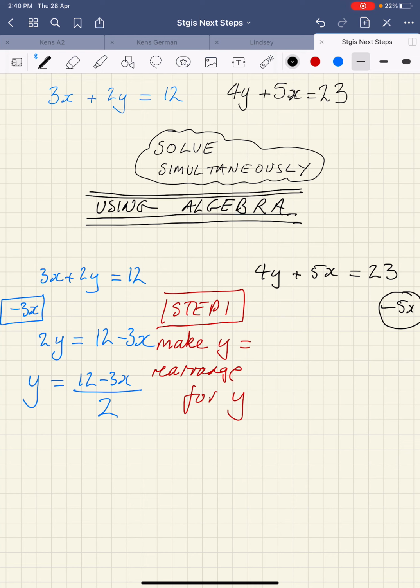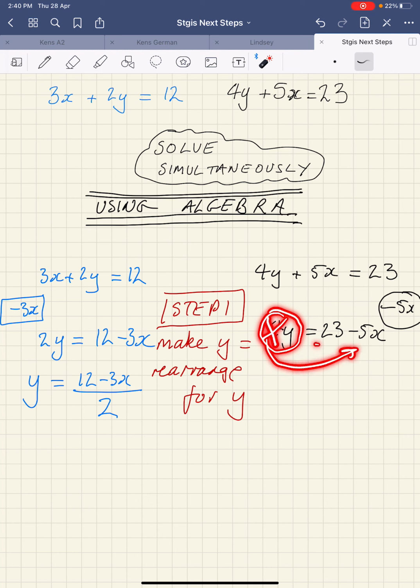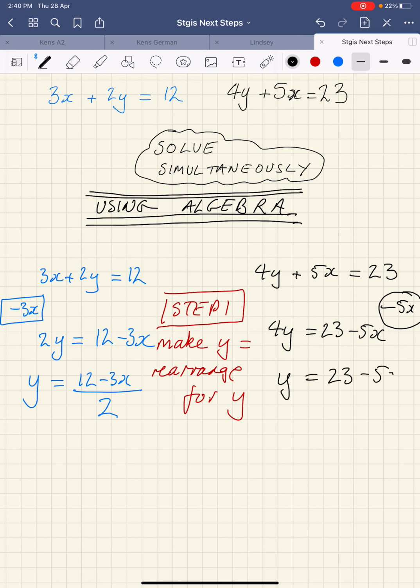On the left-hand side, we're just left with 4y. On the right-hand side, 23 minus 5x. And now the second stage is this is 4 times y. Get rid of the 4 times here. It comes over here and it divides. So let's write down that. y equals 23 minus 5x, all divided by the 4. Okay, step 1 is complete.